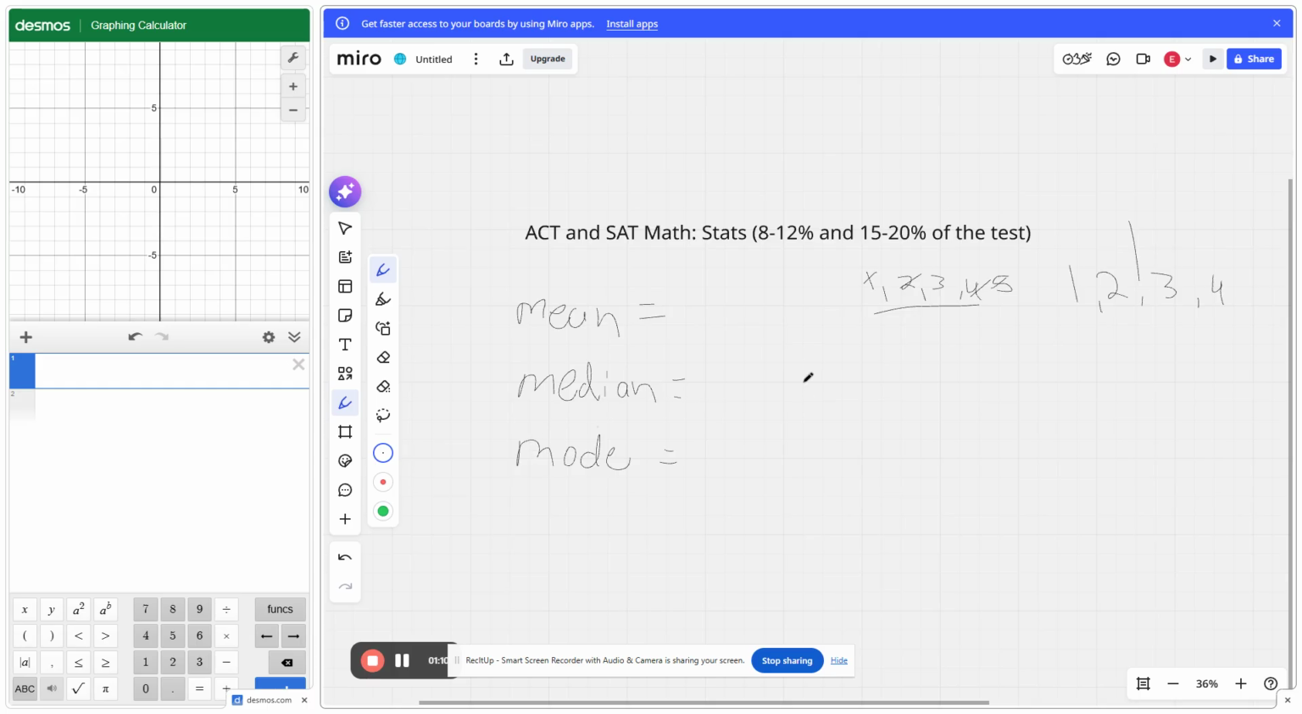Mode is probably the easiest one. It's essentially just the most commonly occurring number in a set. Like in this case, 1, 2, 3, and 4, there's no repeating numbers, so there is no real mode in this data set. So with that in mind, we're going to go over some problems, and later on we're going to go over some other statistics like margin of error, z-score, and normal distribution.